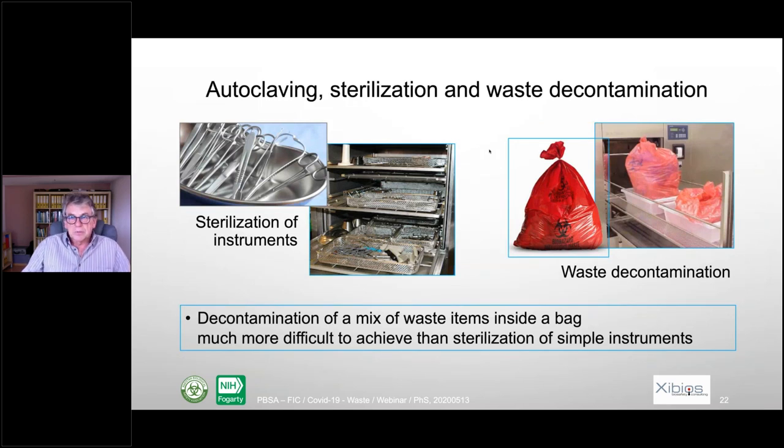About sterilization and waste decontamination. If you look at the two pictures on the left-hand side, you see that sterilizing equipment is quite easy. If you have equipment like that, just put on some trays and so on, it's very easy for the steam to cover everything and to reach everything and thus to kill every microorganism there. On the other hand, if you have waste bags, possibly double waste bags, which are closed, it will be much more difficult for the steam to penetrate the bags and to reach all single items which are inside of the bag.